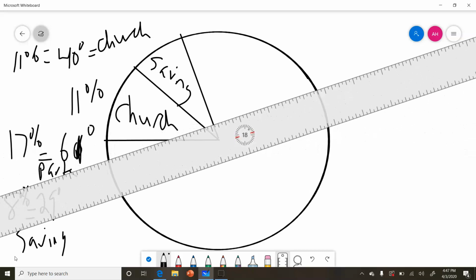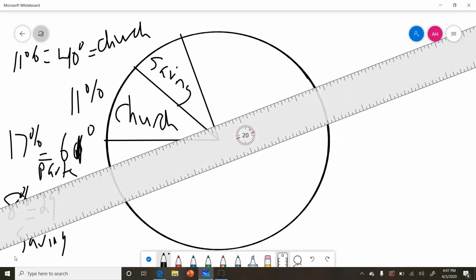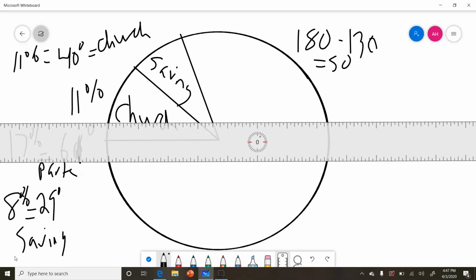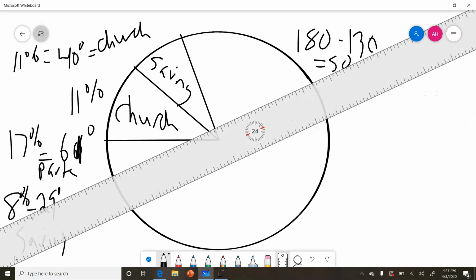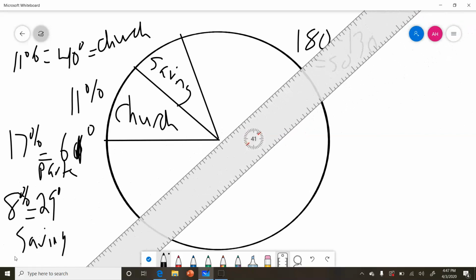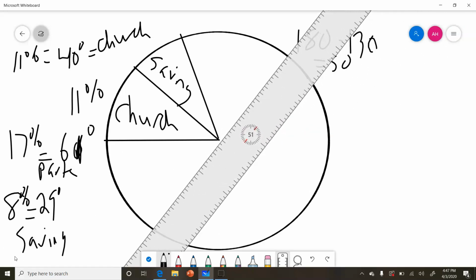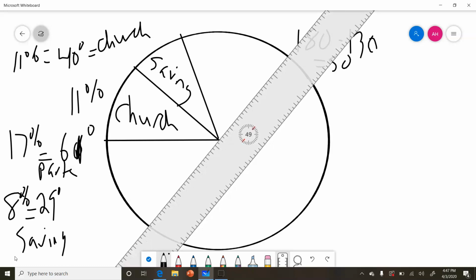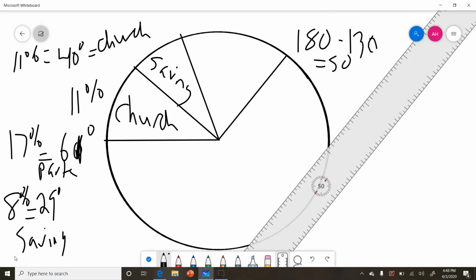So now the trippy part here is I have to go, what is 180 minus the 130 that I'm trying to get to? Well, that's 50. Okay. So now it's easier on your protractor because it doesn't go back to 0. You can just go to 130. But I have to do it this way and go all the way up to 50. And now I've had 69 plus, there we go. So this guy right here, 17%, is our park.